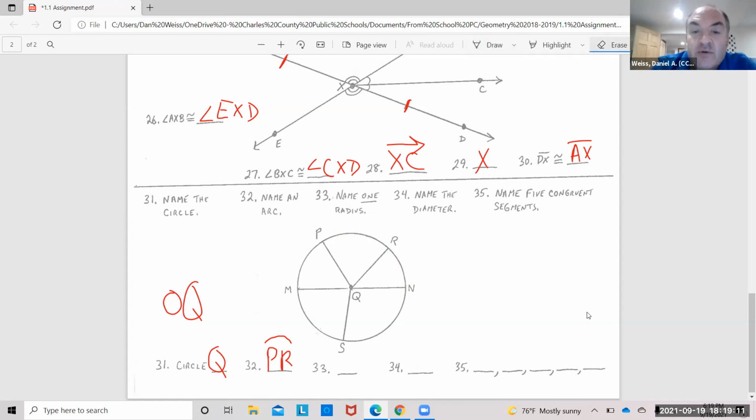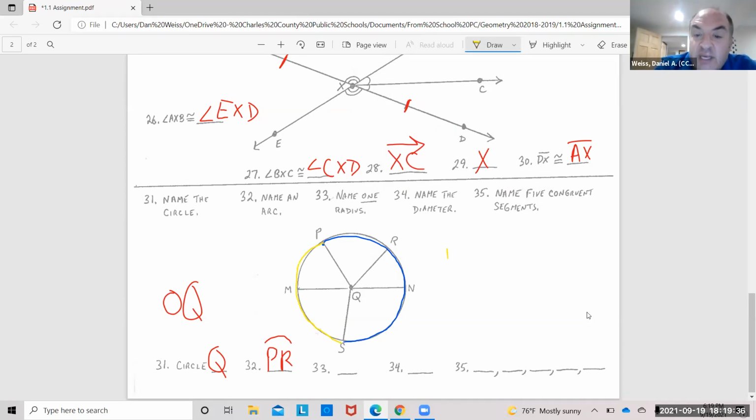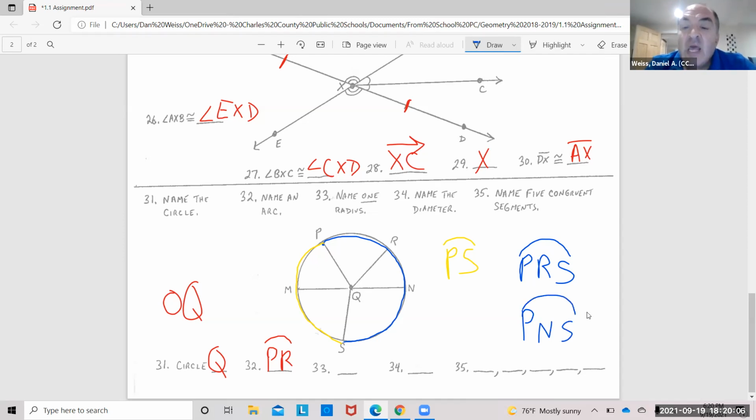Now, here is a very crucial point that I want you to be aware of. What if I want to name this guy right here, from P all the way to S? If I tried to name it PS, that wouldn't be good, because this is PS. This guy here is arc PS. So how am I going to name the blue one? Well, the blue one is going to be arc PRS. I need 3 letters to name an arc that's bigger than 180. If it's smaller than 180, it has to be 2 letters, but bigger than 180 has to be 3. Could I name the blue one PNS? Of course I could, yes. I just have to have 3 letters for an arc that's bigger than 180, okay?